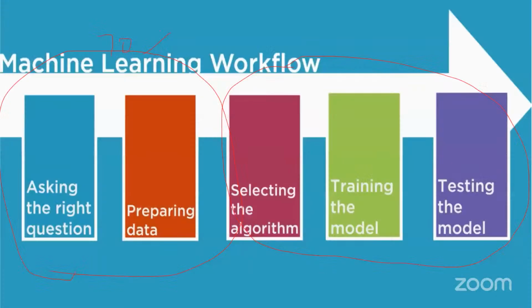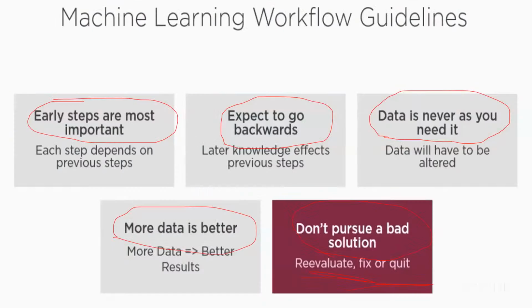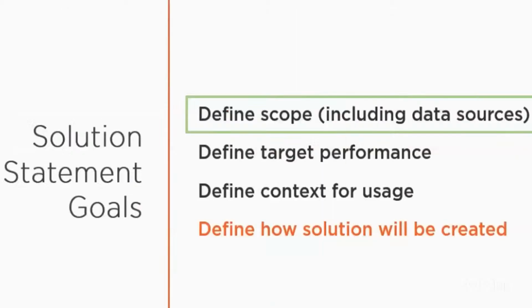So for today we need to focus on asking the right question. Let's look into that. What will the question have? The question will have the scope, target performance, context for usage, and how the solution will be created. Define how the solution will be created. These are the things that will be in the solution statement. Once the problem statement is given by the client, we need to build a solution statement to represent that this is the solution we are going to do.